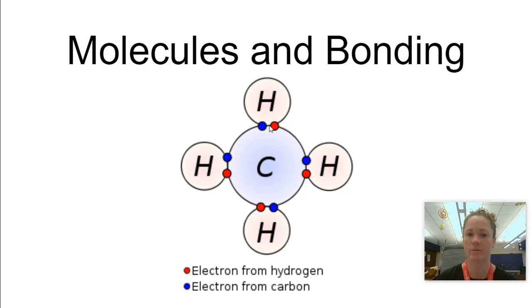So we've learned that atoms, these would be individual atoms, just the H by itself would be an atom. The C by itself would be an atom, and when they bond together, it creates a molecule which gives different properties to those elements.